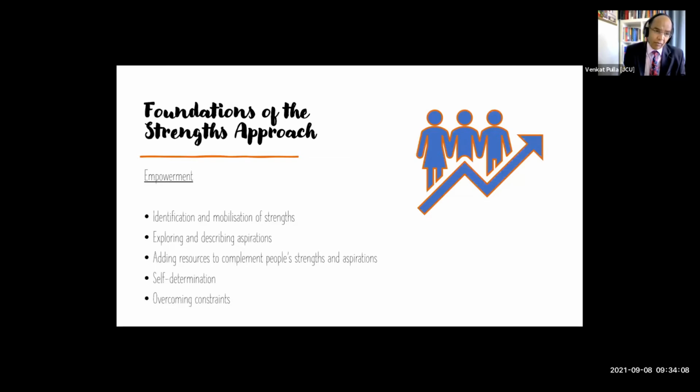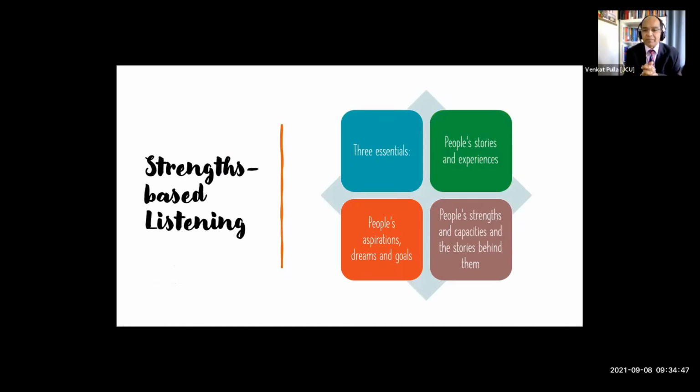But nowadays, the last 10 years or so, we've been working with them in order to increase their decision-making capacity and to actually impress upon ourselves that they are also capable of ensuring that a few things can be improved with their help. So identification and mobilization of strengths, exploring and describing their aspirations, adding resources to complement people's strengths and aspirations, and self-determination and overcoming constraints. That's the most important thing.